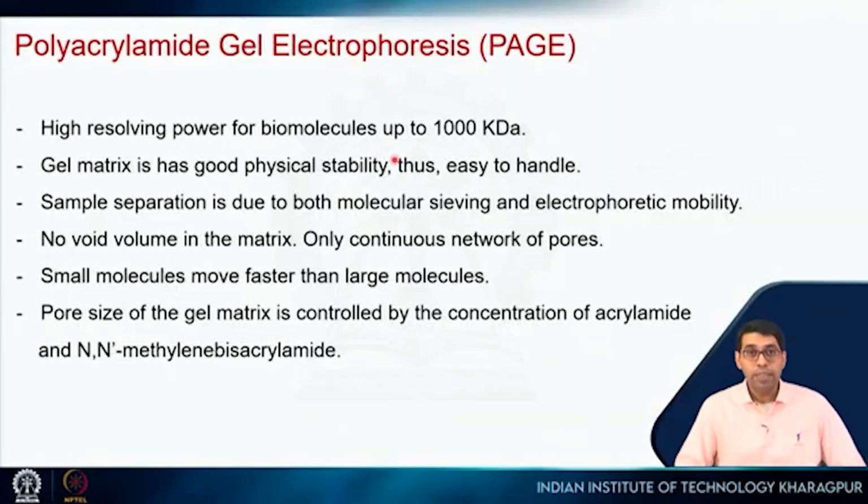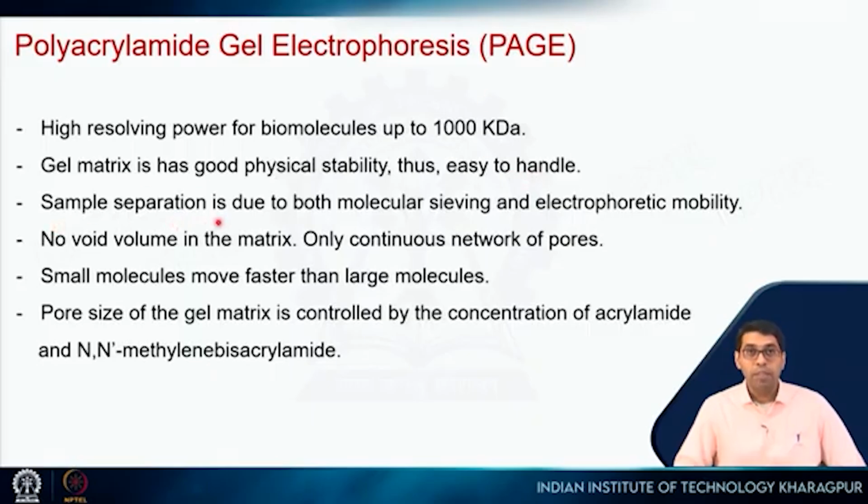So these are some of the features of polyacrylamide gel electrophoresis. It has a very high resolving power for biomolecules up to 1000 kilodalton, so 1 megadalton. The gel matrix has very good physical stability. It means that it is easy to handle. So typically what happens is, once you run the gel, which is between two glass plates, you have to remove the glass plates, you have to take the gel out by hand, and then you have to stain it so that you can see the proteins, right? So those things need good physical stability and easy handling, and that is what we get for this PAGE.